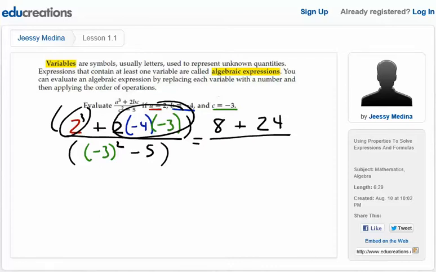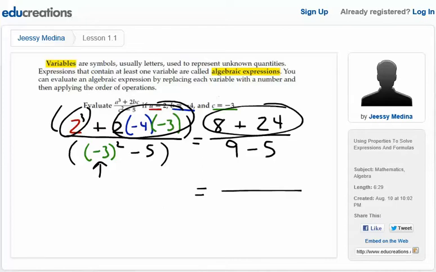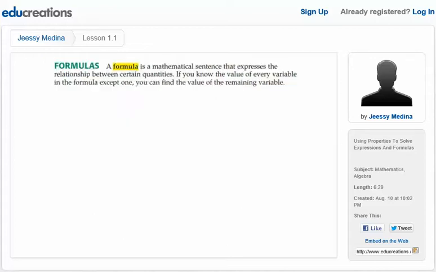All of this is still over the denominator, so now you have to consider, I would do this part first. That would give me a 9 minus 5. Still working just with the numerator, right? 8 plus 24 is a 32. And 9 minus 5 is a 4. Now I can divide these two numbers and I get an 8. And that would be my answer.